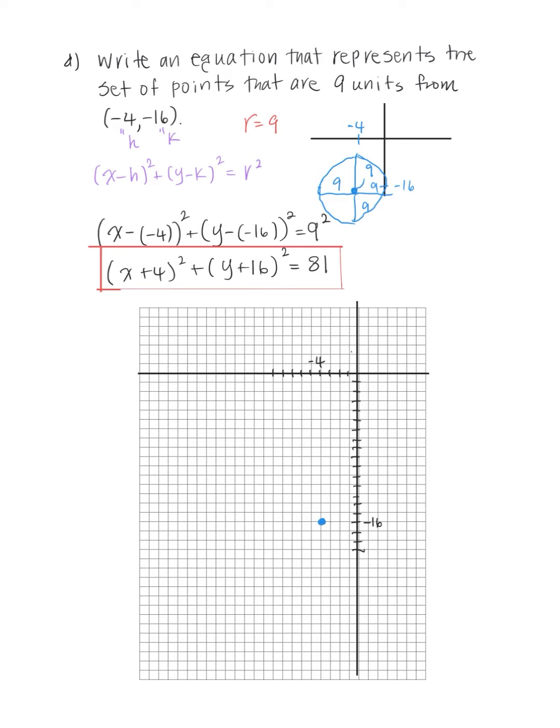Okay, now from here, we're going to have to go 9 units up and down. So let's first go upward. 1, 2, 3, 4, 5, 6, 7, 8, 9. Okay, to the right. 1, 2, 3, 4, 5, 6, 7, 8, 9. Downward. 1, 2, 3, 4, 5, 6, 7, 8, and then 9. Okay, now to the left. Yikes. Okay, so now all you've got to do is draw the circle by using those 4 points.